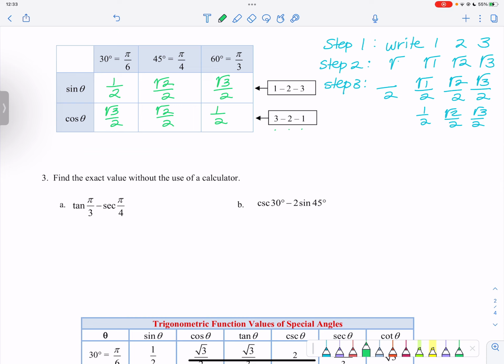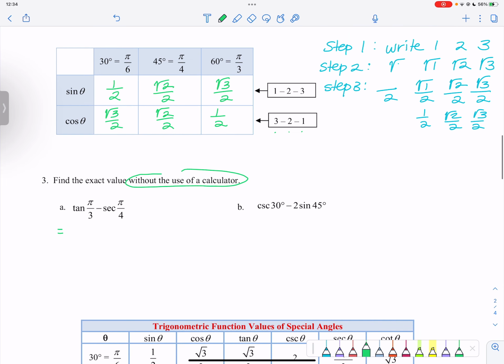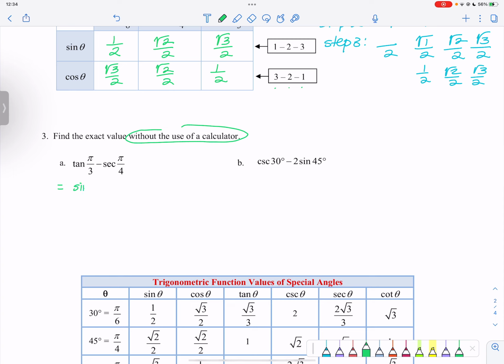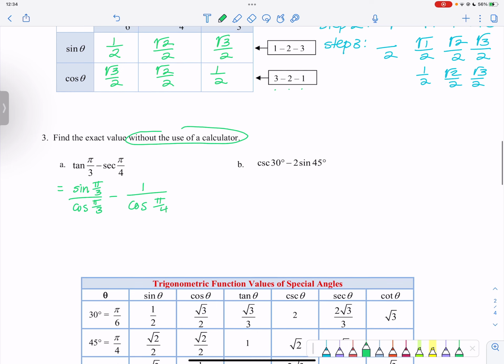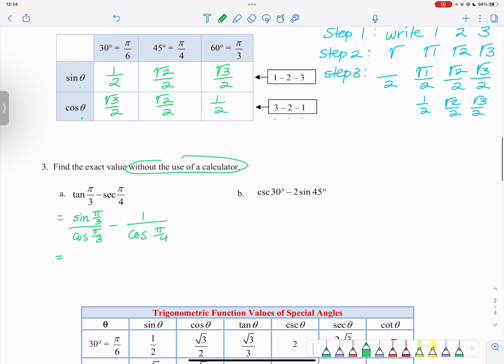Now we're going to find the exact value without the use of a calculator. Sometimes these can be a little bit tricky, but let's go ahead and begin. If we need the tangent of pi over 3, if you can remember, the tangent is the sine divided by the cosine. So that's the sine of pi over 3 divided by the cosine of pi over 3. And the secant is 1 divided by the cosine of pi over 4. Looking at this table, we have 1/2 divided by the square root of 3 over 2.